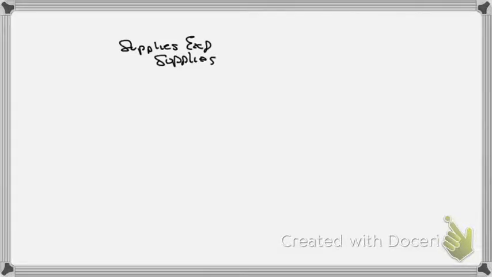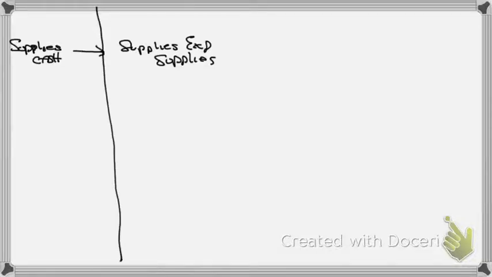Basically, what already happened is we purchased the supplies and we paid cash, but we didn't use them yet. Now it's the end of the month and we have to figure out how much we used and record the fact that we used them up.